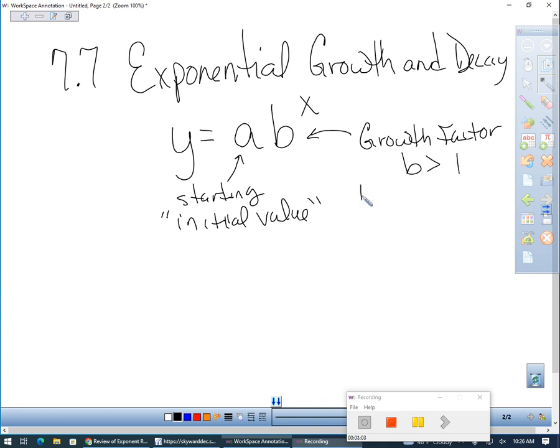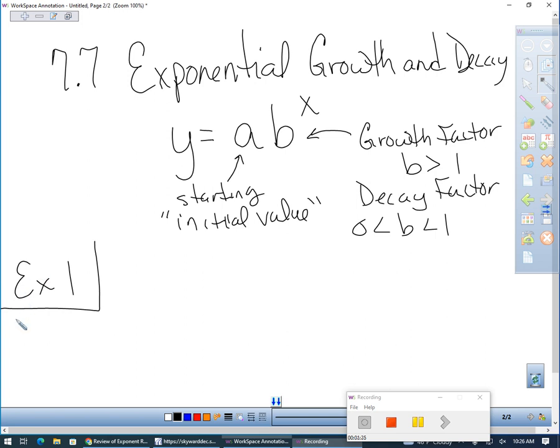If it's a decay factor, then b has to be between 0 and 1. And we talked about that yesterday. So really, example number 1 and 2 go off of what you knew from yesterday. So example number 1, super, super easy. Let me get to the right page.